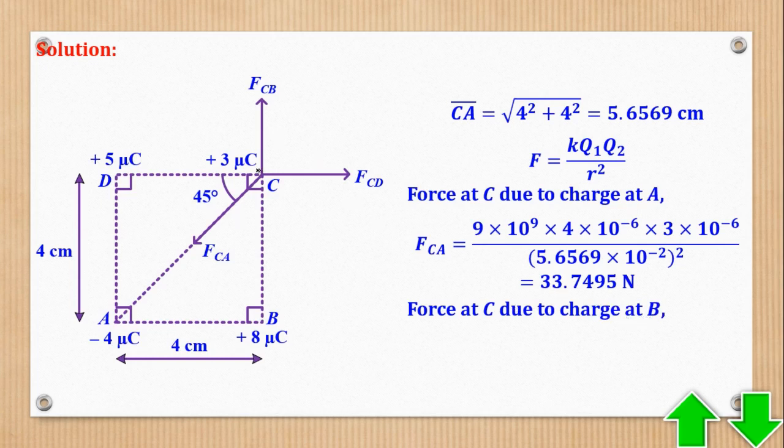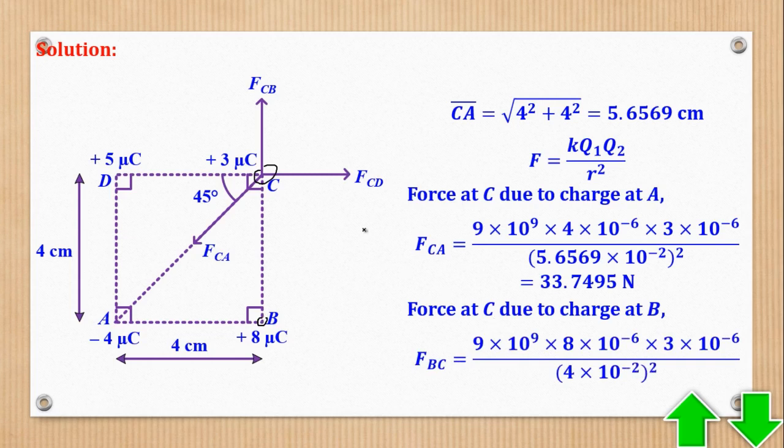What about force on C due to charge at B? The charges are 3 and 8, but they are microcoulombs, so you have to convert to coulomb. Then the separation is 4 centimeters, which is converted to meters. Then use a calculator to come up with this.